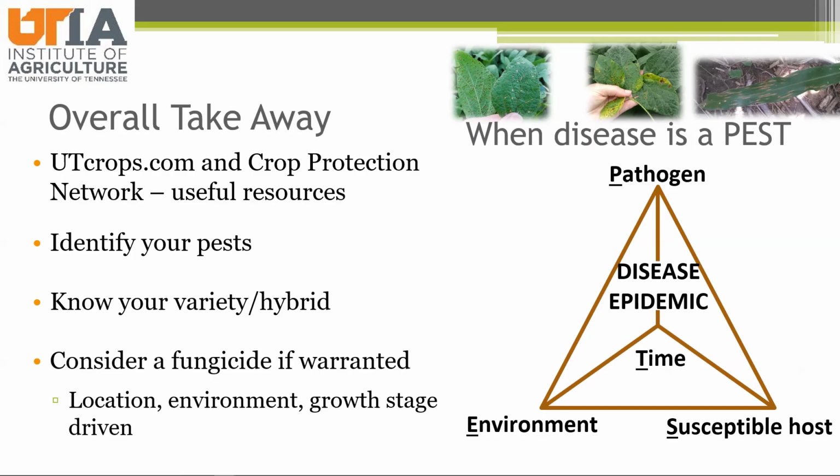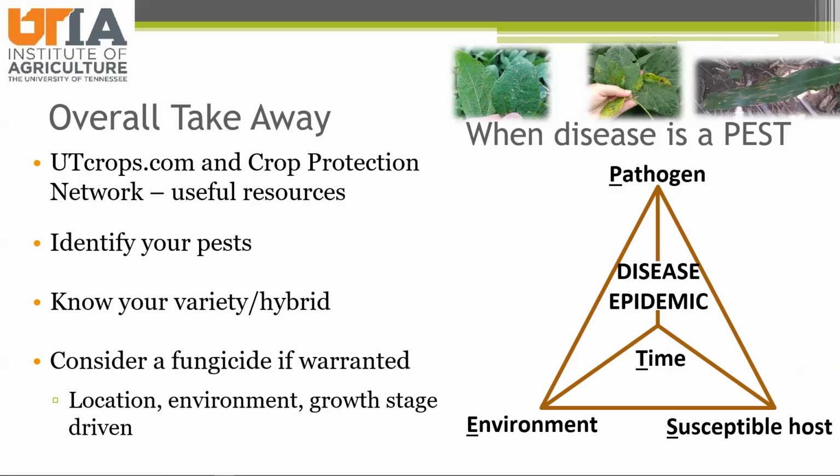Know your variety or your hybrid. Again, you don't have to necessarily go with the variety that has the best disease package, but knowing where some of its weaknesses are can help you better plan for what you might have to address going into the season and protect that yield. Again, the highest yield potential you'll have is when you buy that bag of seed and before you ever put it in the ground. And then lastly, of course, consider a fungicide if warranted.